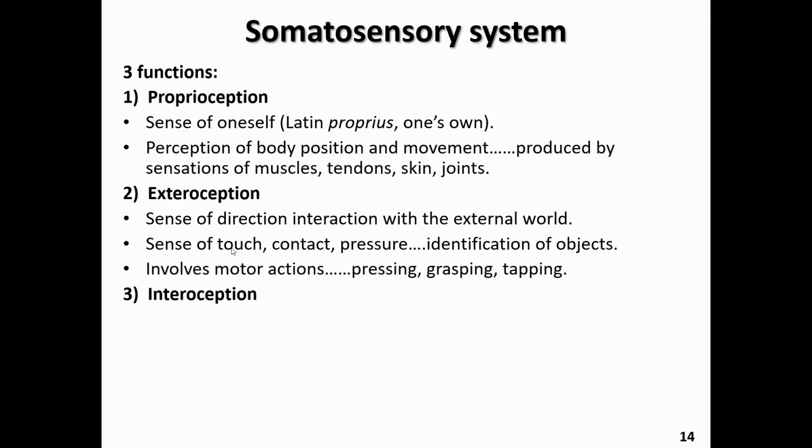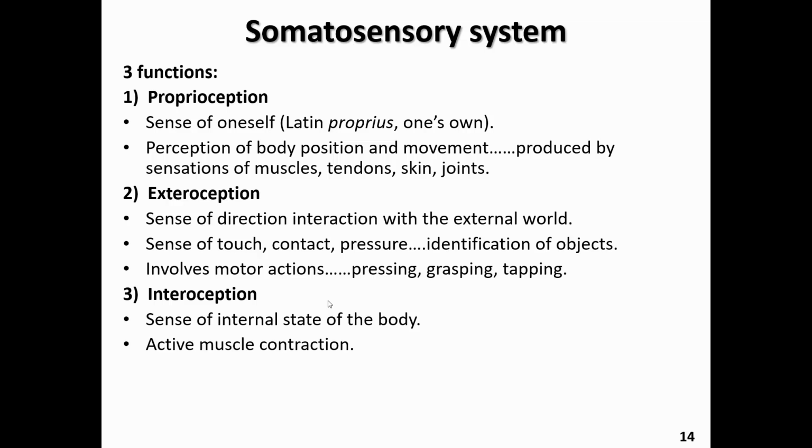Interoception refers to the sensory transmission of stimuli regarding the internal state of the body. One example is an active muscle contraction, where sensory organs buried deep inside the muscle will inform the central nervous system of the state of that muscle. Other areas of the body that rely on interoception include the cardiovascular system, the respiratory system, and the digestive system.